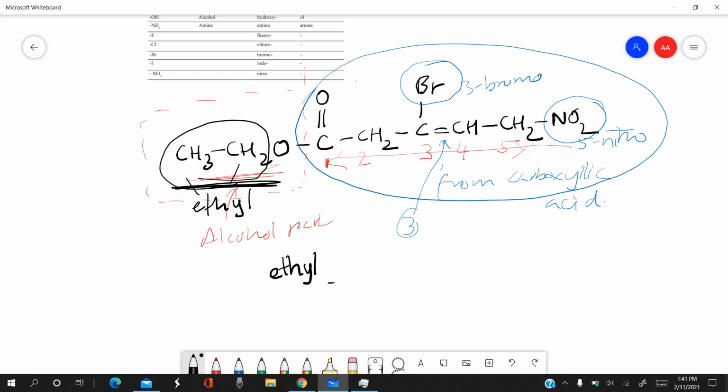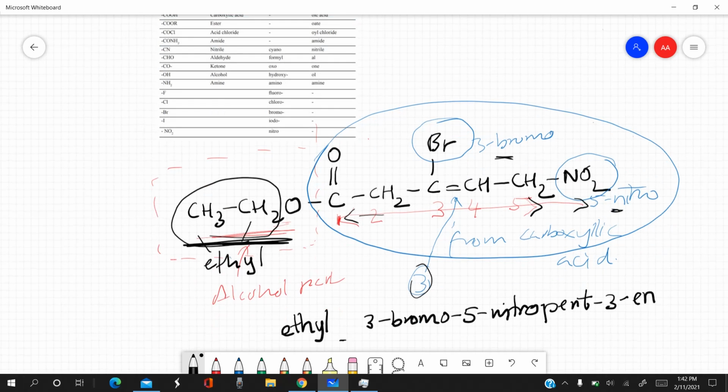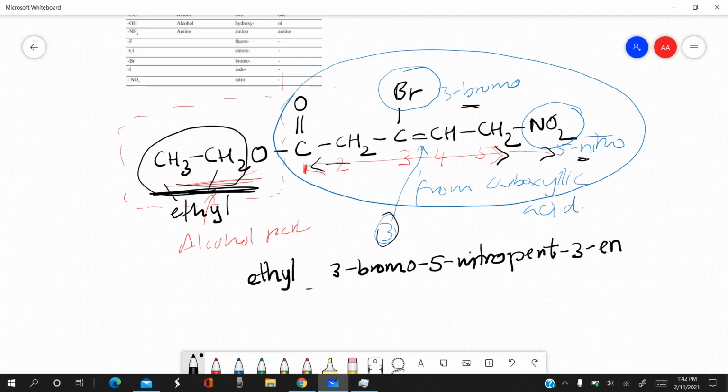First, according to the alphabetical order, B comes before N. So 3-bromo, 5-nitro, and the main carbon chain has 5 carbons. So pent, and the double bond is at the third carbon. So 3 is a double bond, so ene, and this is an ester, so the suffix would be oate. Ene oate.